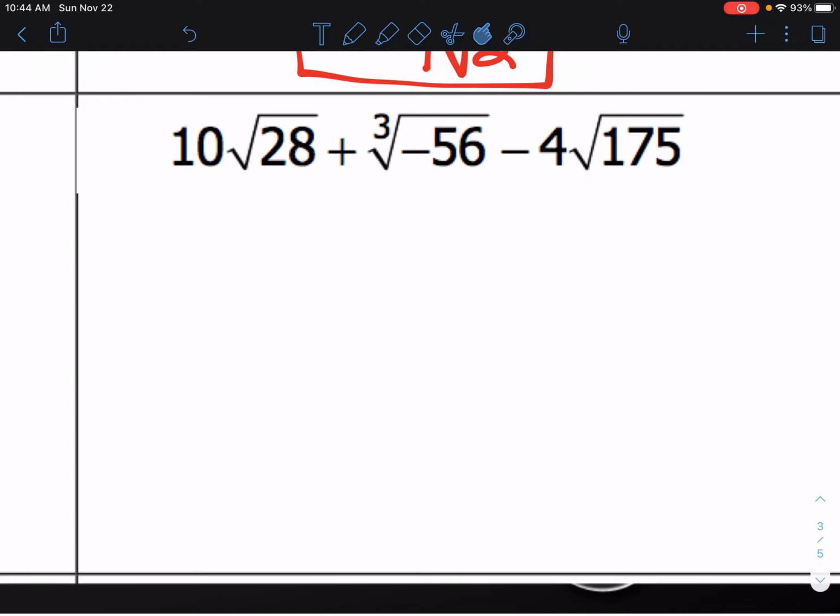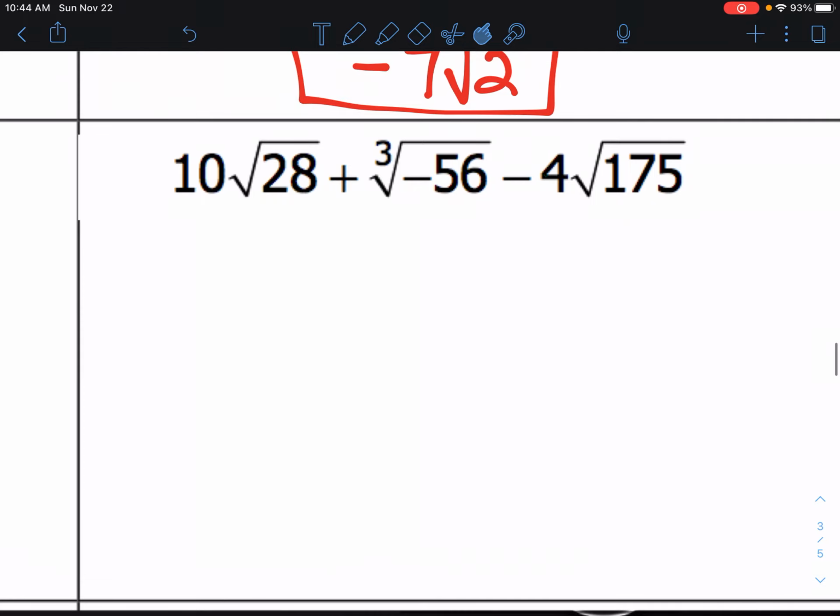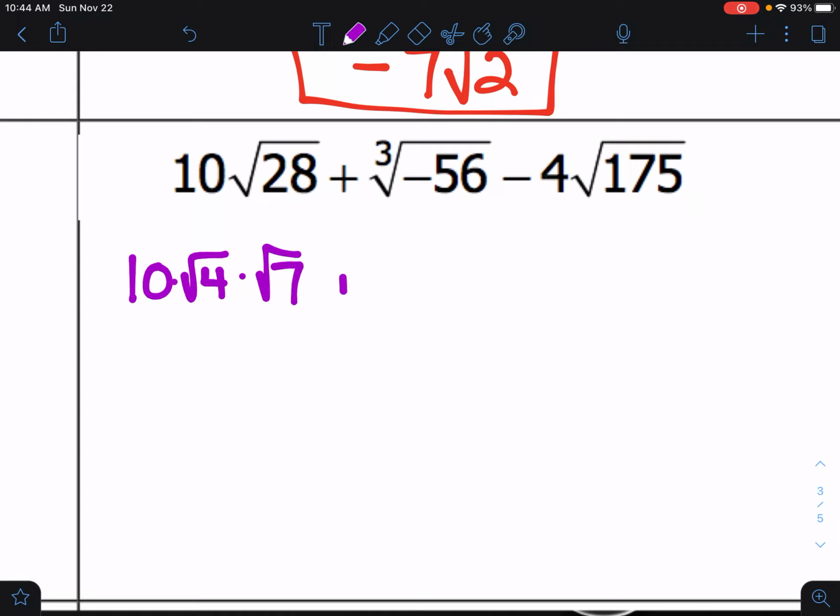All right, hopefully this is now kind of starting to lock in here for you a bit. So we're gonna do one more, and this one I'm just gonna go a little bit faster to make sure this makes sense. I'm gonna break this apart into the cube root of negative 8 times cube root of 7.